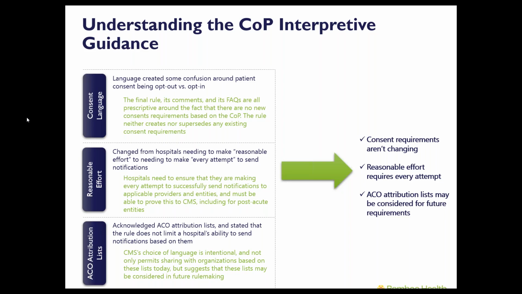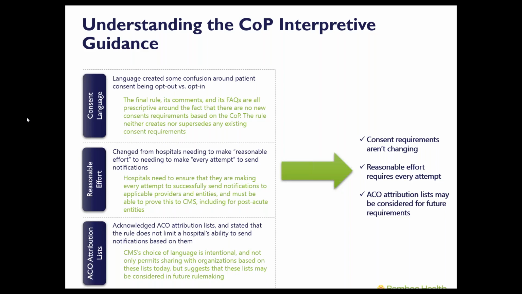So really, at the end of the day, they acknowledged the existence of ACO attribution lists and stated that there's nothing in the rule that will stop hospitals from sharing with ACO providers via attribution lists, so long as those providers should already have access to that patient information. And really, based on this interpretive guidance and CMS's inclusion of ACO attributions, they've made it clear that they understand that certain organizations use attribution lists and that hospitals are, of course, permitted to share with these organizations.